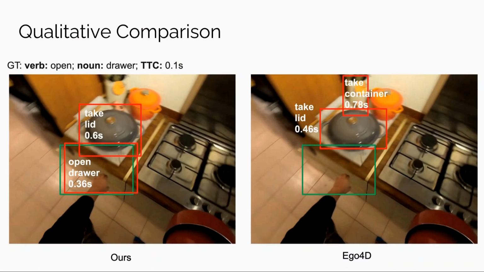Here, we present a qualitative comparison of our method against the Ego4D baseline. The green bounding box denotes the future interaction location, and on top of the image, we have the ground truth action label, in this case, open drawer, in 0.1 seconds. We see on the right that the Ego4D baseline fails to detect the correct bounding box and action labels, while our method, shown on the left, manages to get both right with a reasonable TTC prediction error.